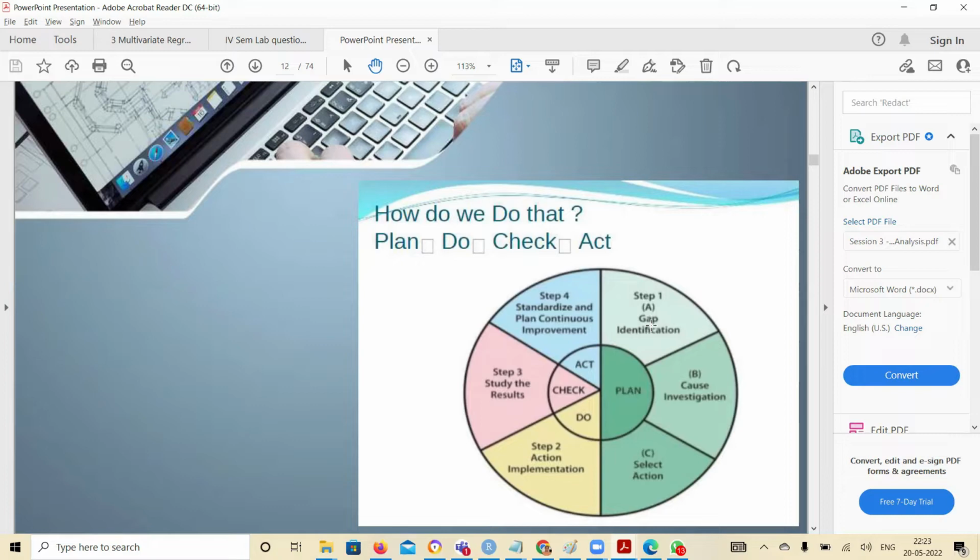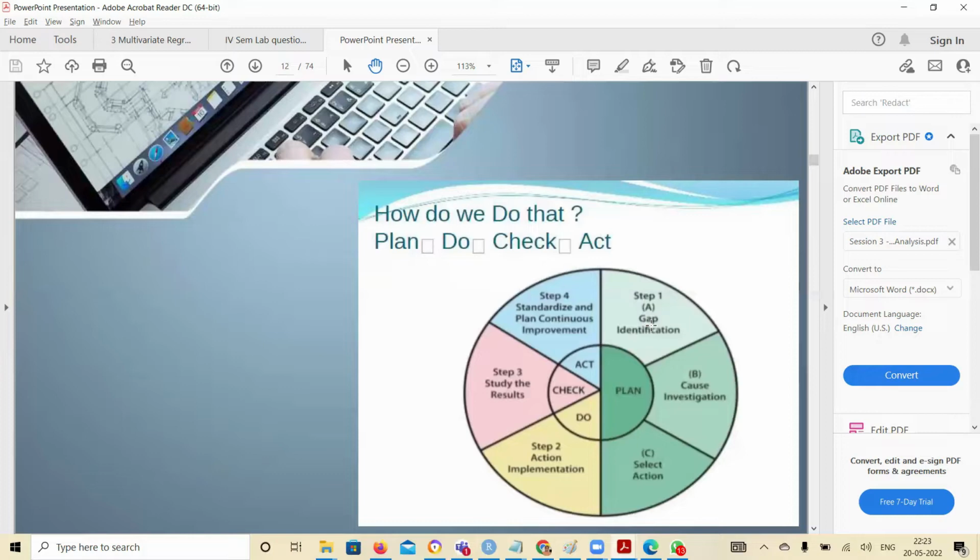Then for each of those root causes, you look at the action that needs to be added. So that's all part of plan: identify the gap, find the root cause, and plan the action. We're not doing the action, it is about planning. All these are part of plan. Then in do, we are doing the implementation. We are implementing the action.